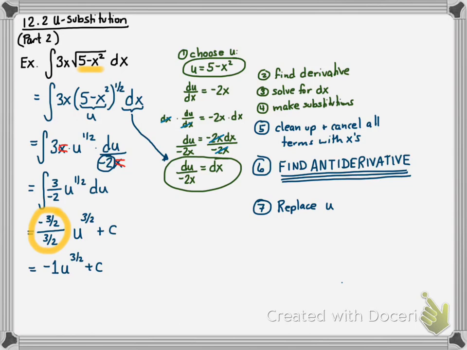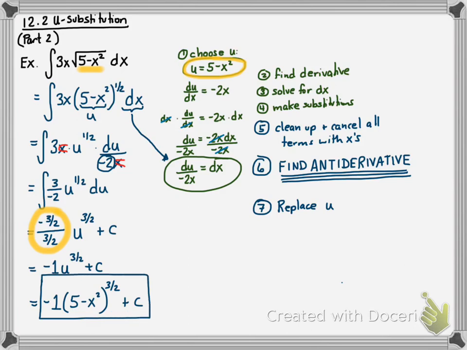So one nice thing is that I've circled this u equals 5 minus x squared, so it's easy for me to find that again, because now that I'm down to my last step, I have -1. My u is 5 minus x squared, so I have -1 times 5 minus x squared raised to the 3/2 plus c. So here is my antiderivative.